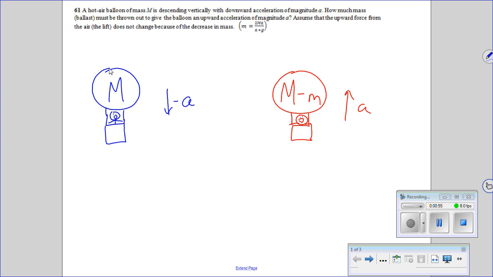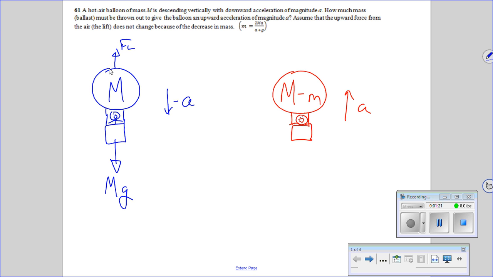So in the first case, before we've reduced the mass, there are two forces acting on this thing. Gravity is pulling it down with a force equal to the mass times the acceleration of gravity, right? And then, if that was the only force, then we would have a problem because our balloon would be in free fall. So there's this other force, lift, that is decreasing that acceleration.